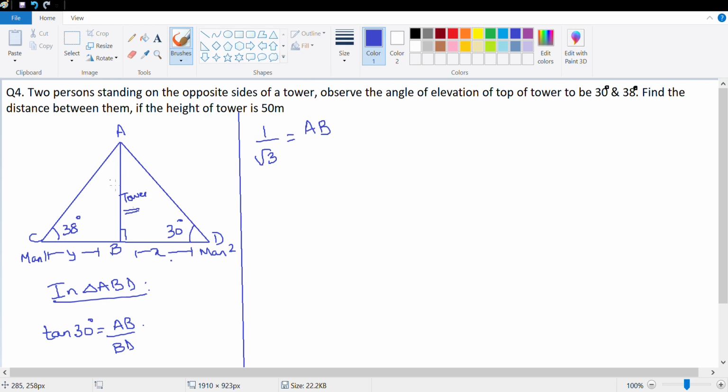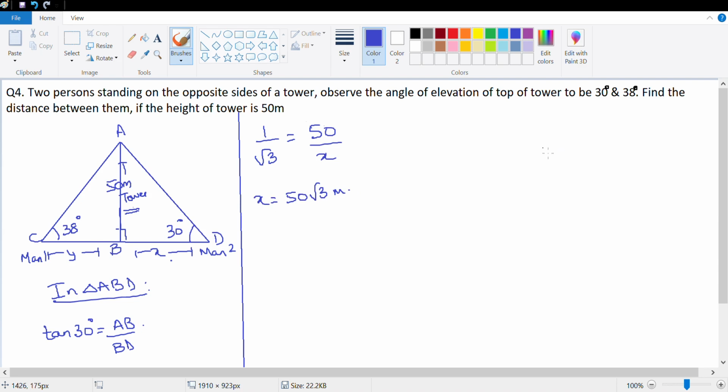Yes, the height of the tower is given, 50 meters. Otherwise, how would we calculate if we had both the variables? So AB is given, which is 50, and the distance between B and D, which is X, we don't know. So X will be equal to 50 root 3 meters.